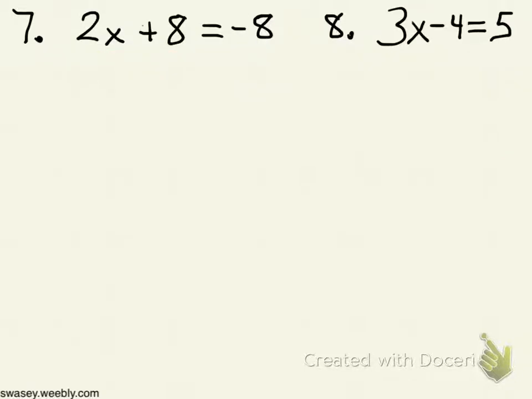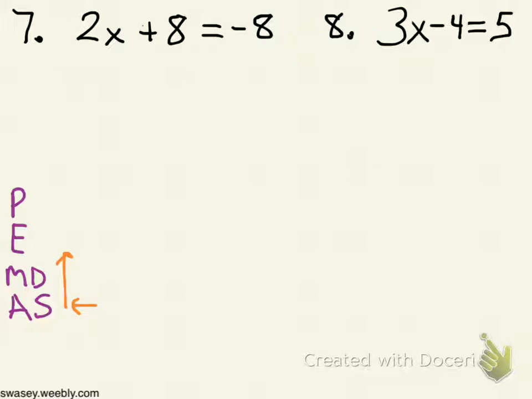Alright, now we start with some two-step equations. Remember, on two-step equations, we're kind of thinking through order of operations: parentheses and other grouping symbols, exponents, multiply and divide from left to right, add and subtract from left to right. But we're undoing these things, so we're going to start at the bottom and work our way up.